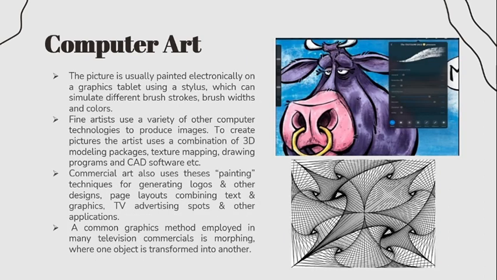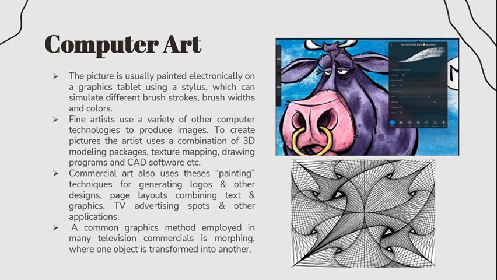Next is computer art. The picture is usually painted electronically on a graphics tablet using a stylus, which can simulate different brush strokes, brush width, and color. Fine artists use a variety of other computer technologies to produce images. To create pictures, the artist uses a combination of 3D modeling packages, texture mapping, drawing programs, and CAD software, etc.